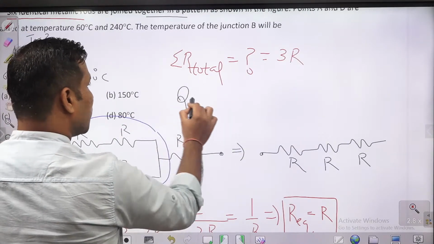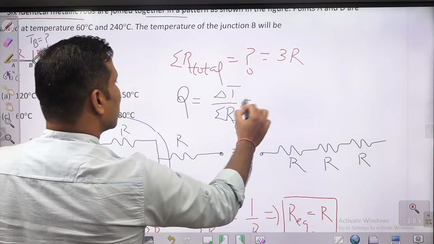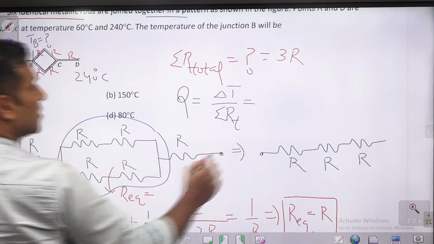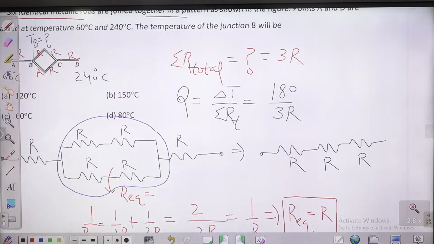Sir, the heat transfer is nothing but the temperature difference divided by the summation of total resistance. The temperature difference is 240 minus 60, which means 180, divided by 3R. This is the total heat transfer.